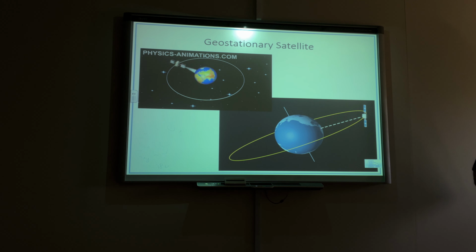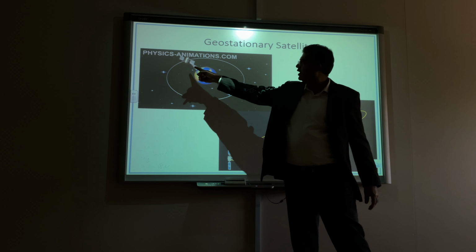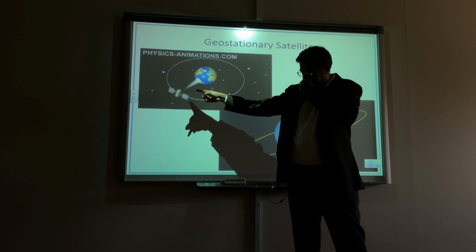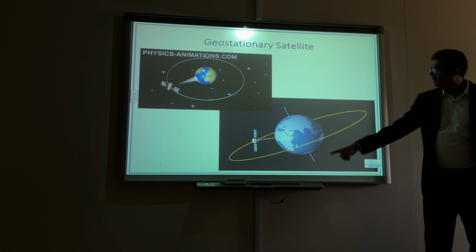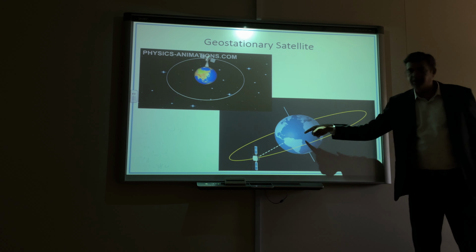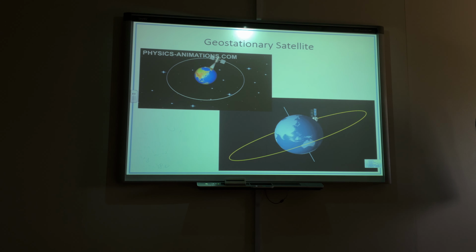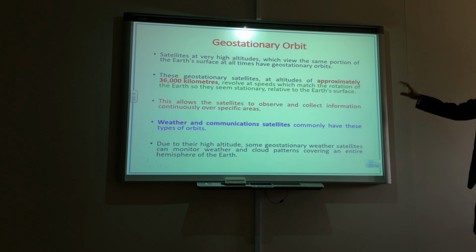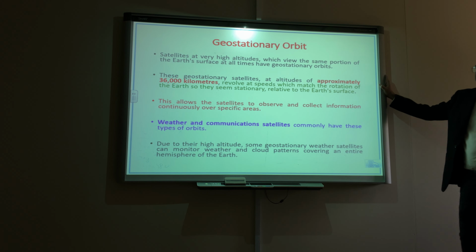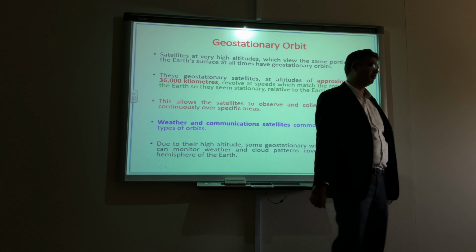You can see here, for example, the geostationary orbit and the satellite. The rate at which the satellite is moving and the Earth is moving is the same, and the same point is being covered all the time. So this is the geostationary orbit. This allows the satellite to observe and collect information continuously over specific areas. Weather and communication satellites commonly have this type of orbit.